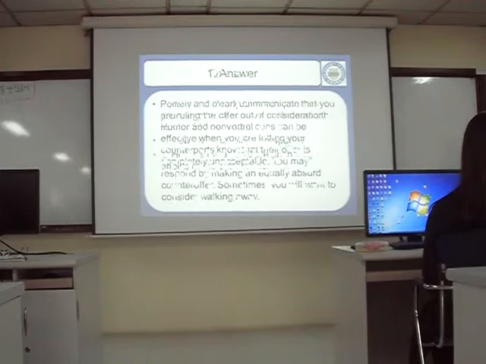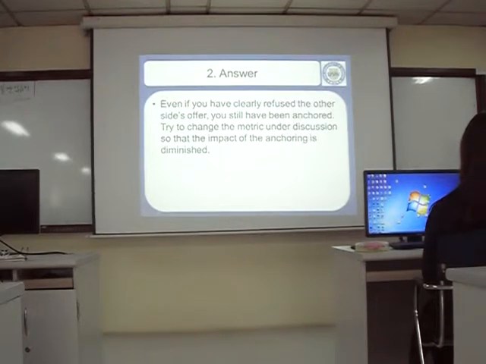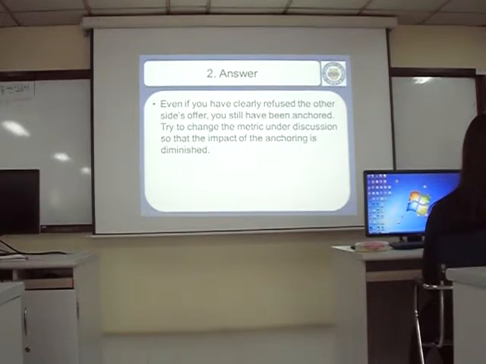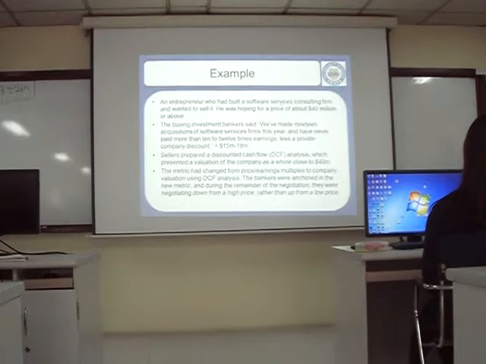Okay. So here, we have to change the metric under discussion. Do you understand the metric? We're going to look at an example, right? Even though we made a clear refusal of the other side, we said no, we don't accept this offer at all, very clearly, it still stays there as an anchor, right? The number can still be there as an anchor. So we need to change the metric that we discuss, to make the anchoring less. So we're going to look at an example here to understand that idea.